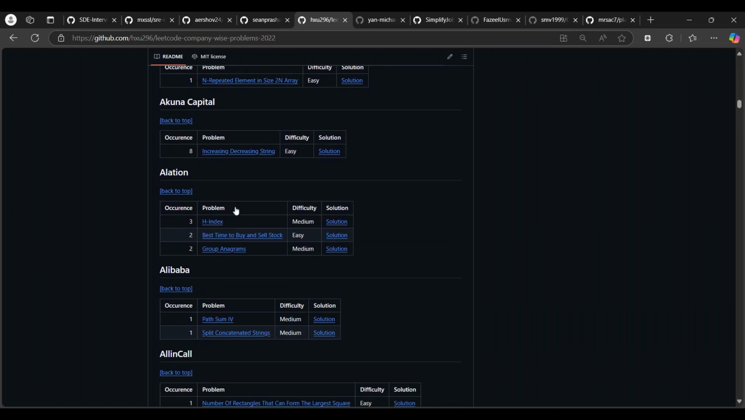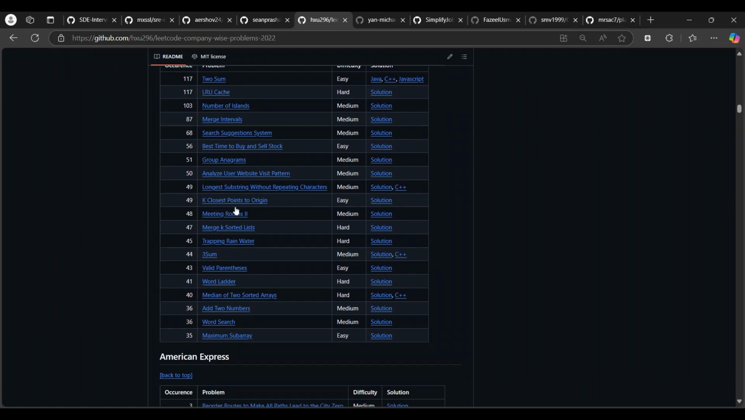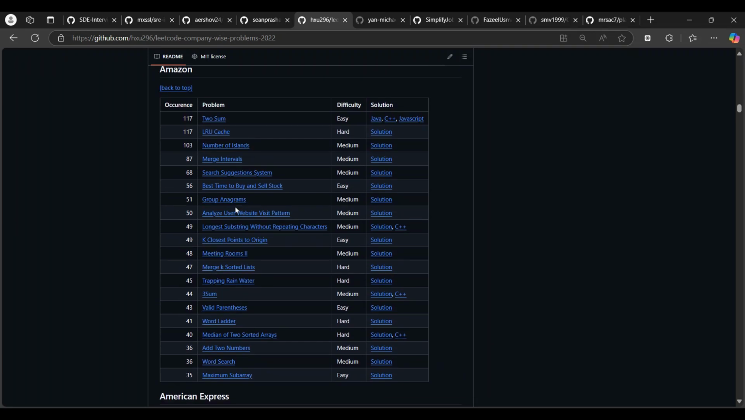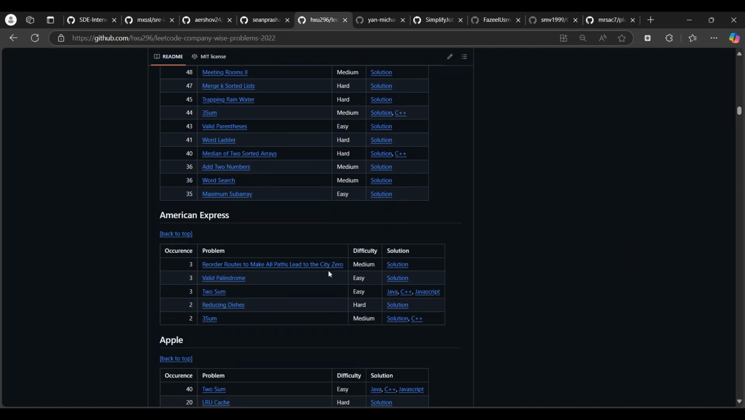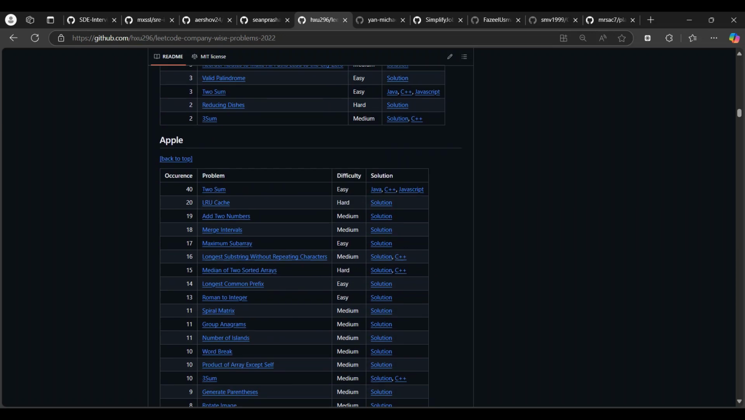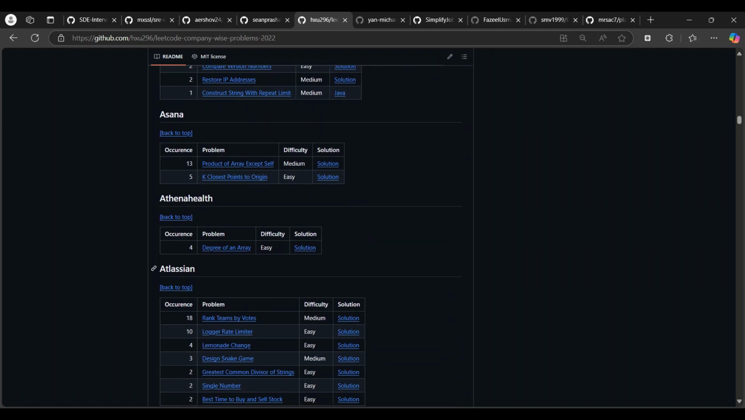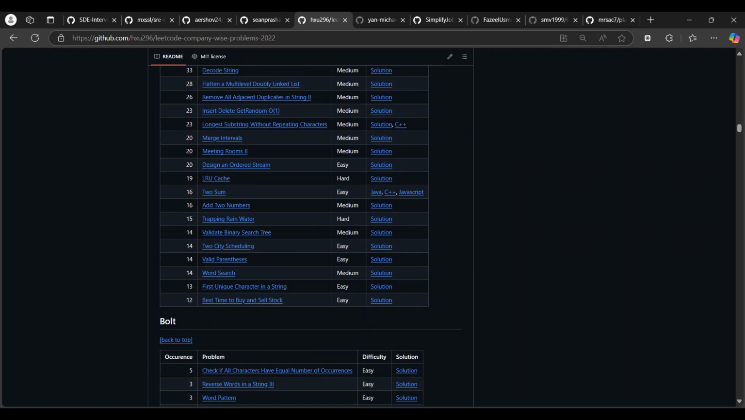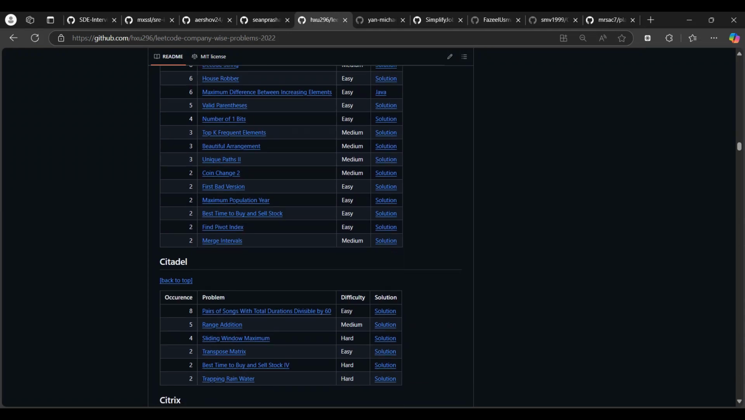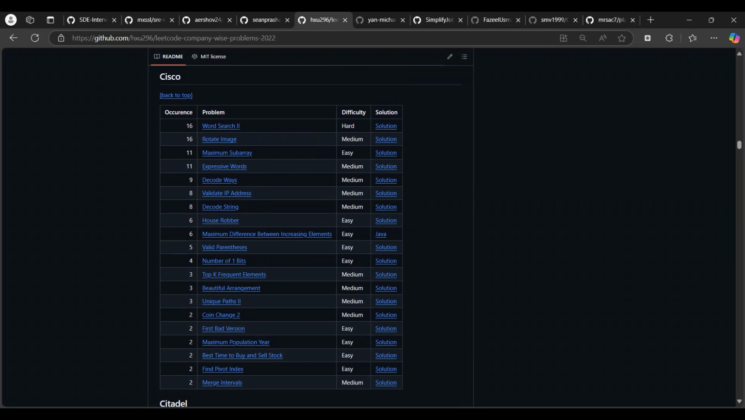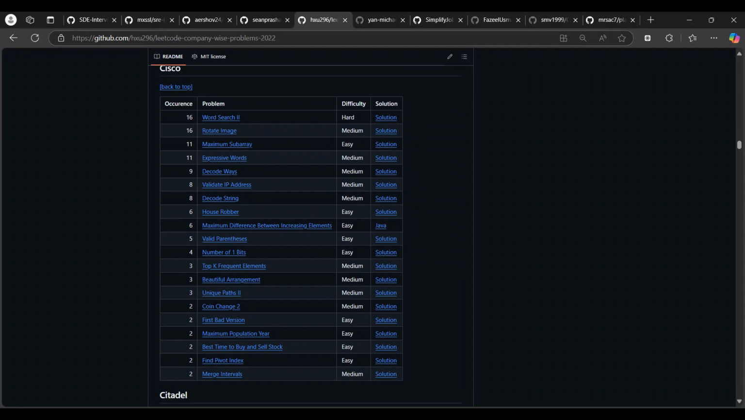For Akamai, Alibaba, Amazon, of course everyone is dreaming of working at Amazon, Microsoft, these FANG companies. If you are preparing for Amazon, you can practice these questions, and they have listed the difficulty and also the solution, so no need to worry about that. Then American Express, Apple, Baidu, Barclays, Bolt, Box, ByteDance. They have listed mostly all companies, and what type of questions they mostly ask.